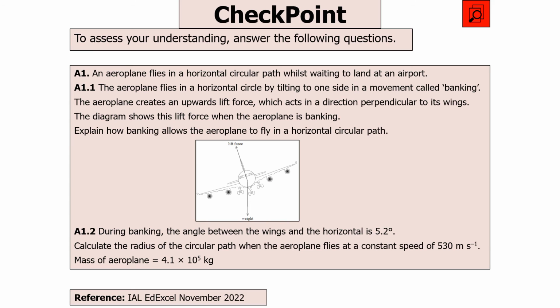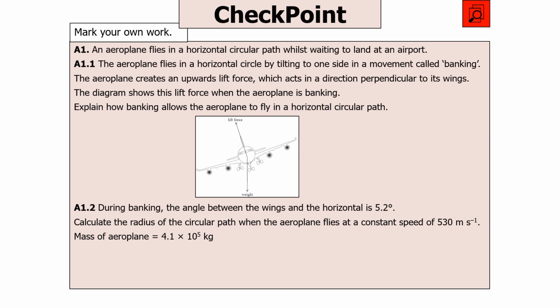The next question says, an aeroplane flies in a horizontal circular path while waiting to land at an airport. The aeroplane flies in a horizontal circle by tilting to one side in a movement called banking. The aeroplane creates an upwards lift force which acts in a direction perpendicular to its wings. The diagram shows this lift force when the aeroplane is banking. Explain how banking allows the aeroplane to fly with a horizontal circular path. Then, during banking, the angle between the wings and the horizontal is 5.2 degrees. Calculate the radius of the circular path when the aeroplane flies at a constant speed of 530 meters per second. The mass of the aeroplane is 4.1 times 10 to the 5 kilograms.